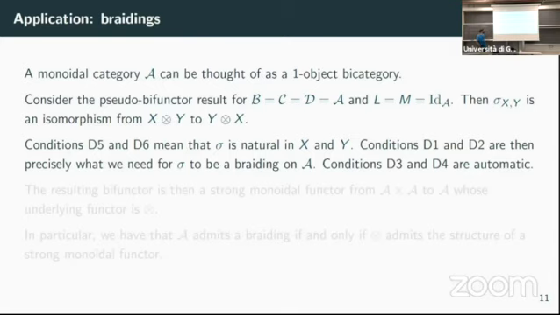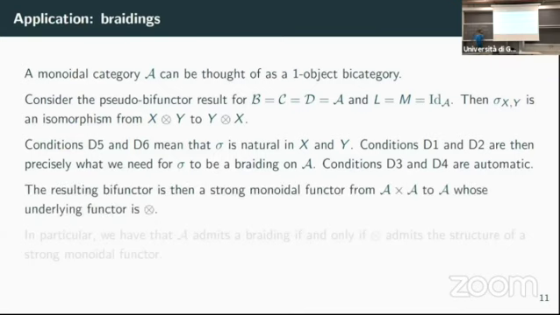And now what does our result give? In the end, this is going to give us a bifunctor from these one-object bicategories, the product. And what this corresponds to in terms of monoidal categories is we get a strong monoidal functor. And it's a strong monoidal functor whose underlying functor is just the tensor product.